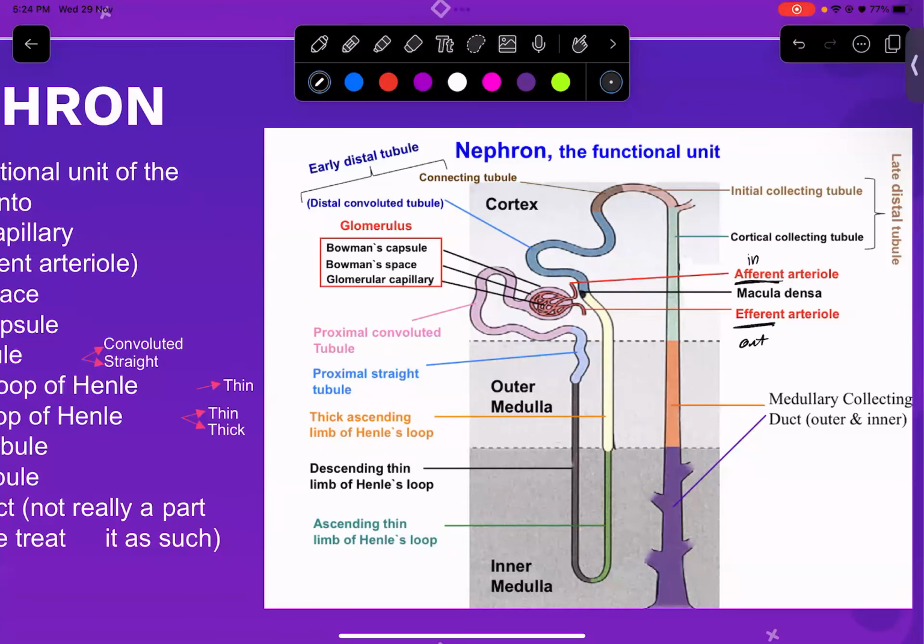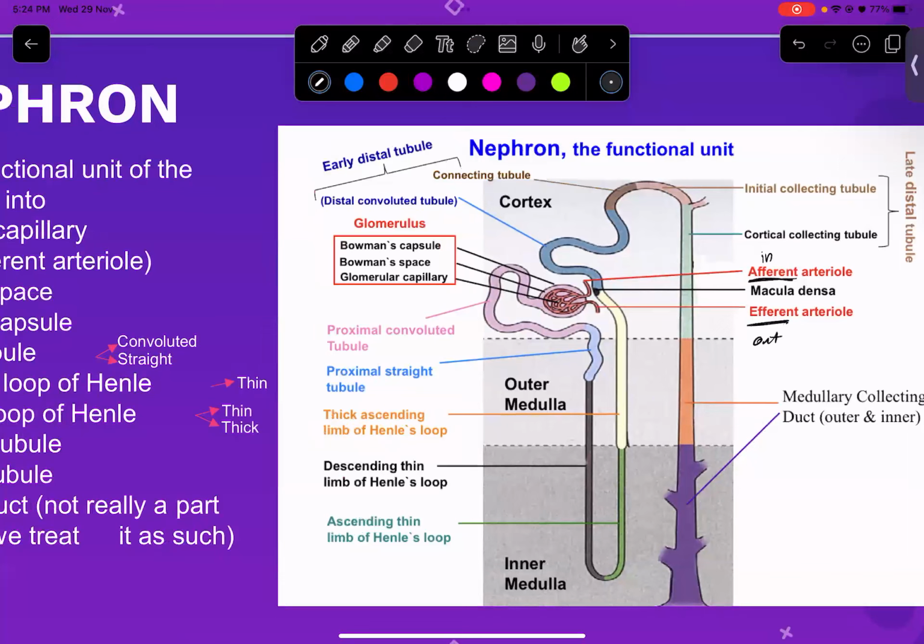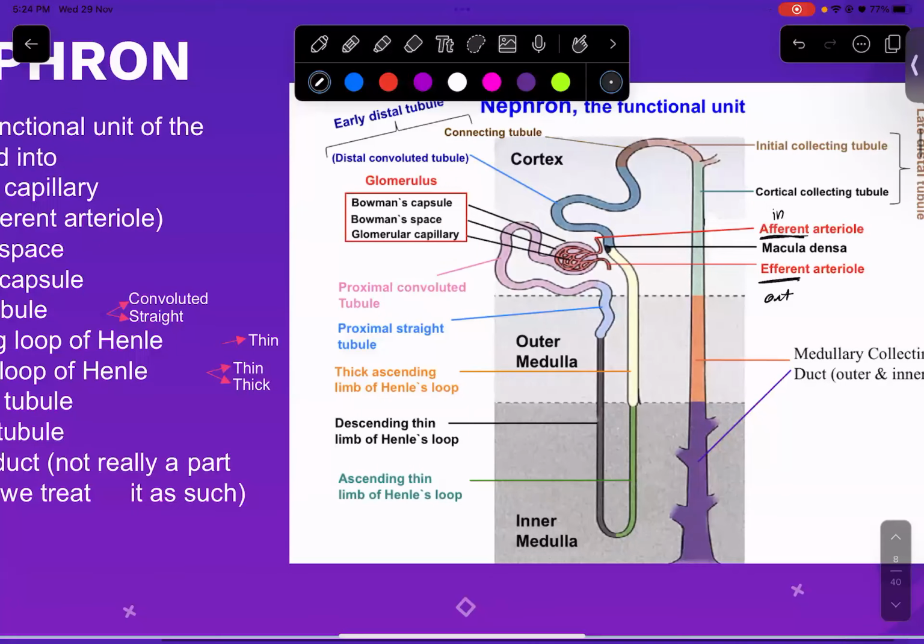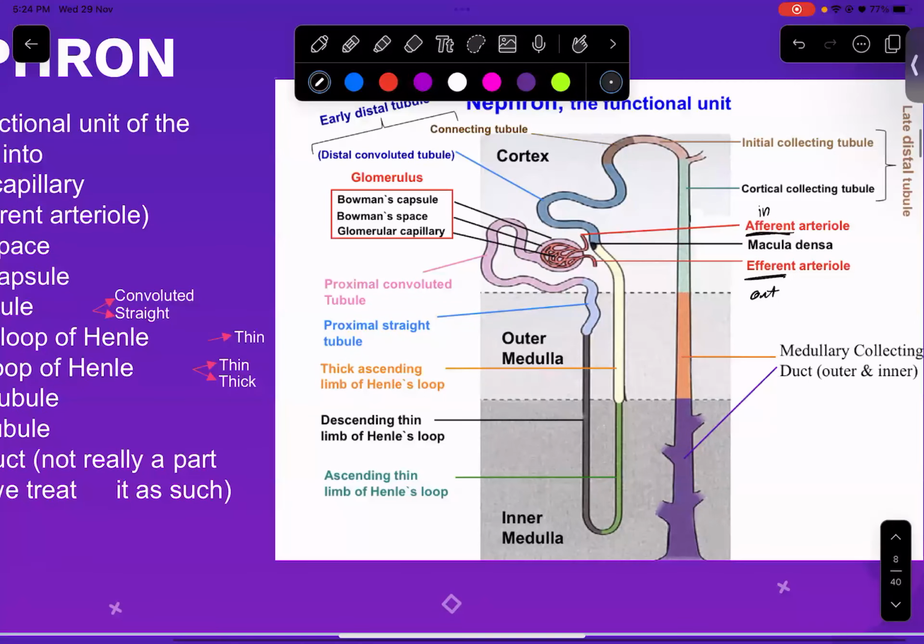So the proximal tubule is divided into two parts, okay? We have the convoluted and the straight tubule. So convoluted is kind of like coiled, okay? We can see it's kind of coiled. And then straight is a bit more straight, okay?